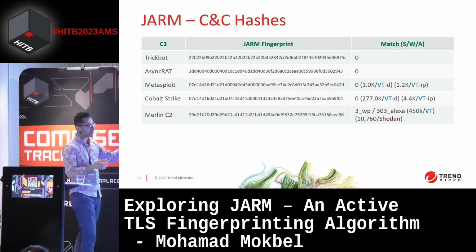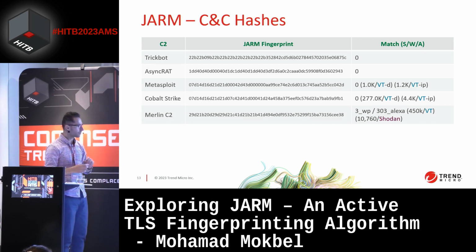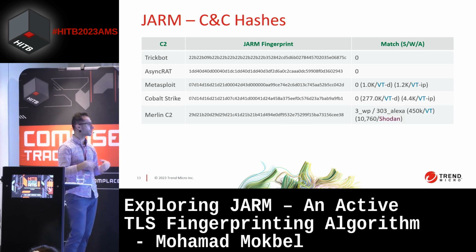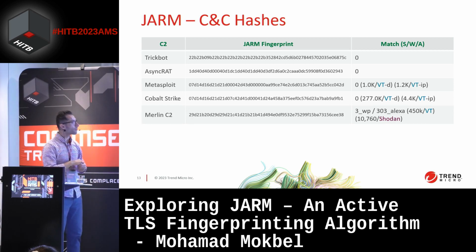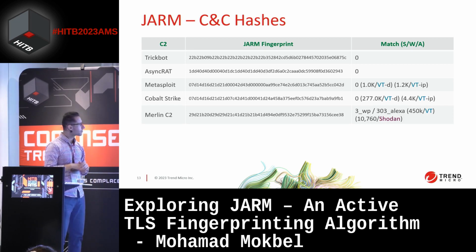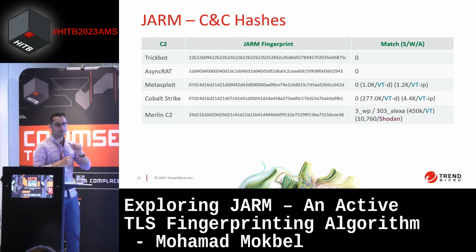Now for Merlin, an open source red team command and control framework, you got 3 matches on WordPress, meaning it's matching against legitimate servers too, and 303 matches against the Alexa top 1 million. That's still relatively good, but not on VirusTotal. VirusTotal gives you 50,000 matches against this hash. I don't think there are that many Merlin servers active in the wild, like 50,000. I don't think so. So this is an indication that most of these are false positives. And if you search for the same hash on Shodan, you get 10,076 matches.